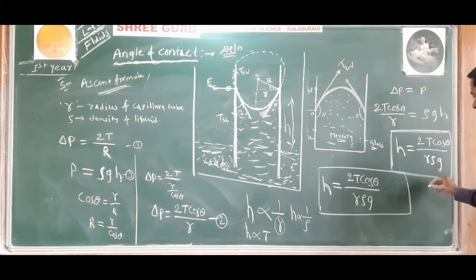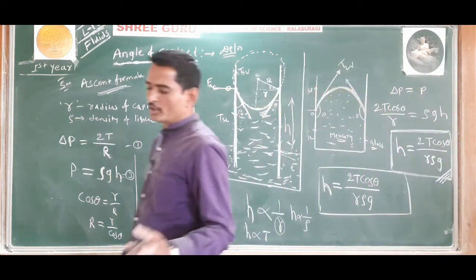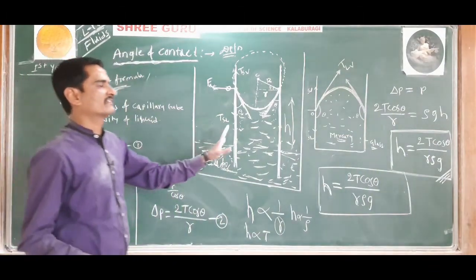This is the expression for ascent of sap. So this much derivation is enough in the exam. Did you understand the main theory behind this derivation?